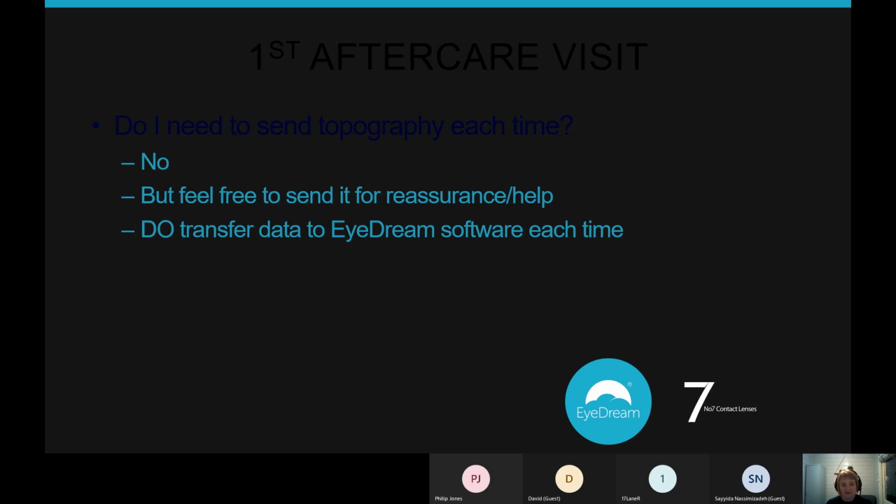If you're not going to send us the topography, do get into the habit of transferring your topography and your residual prescription into the EyeDream software, because it builds up a lovely long history of each appointment, and it's really useful for us to refer back to if we need to change something in the future. So it's a really good habit to get into.